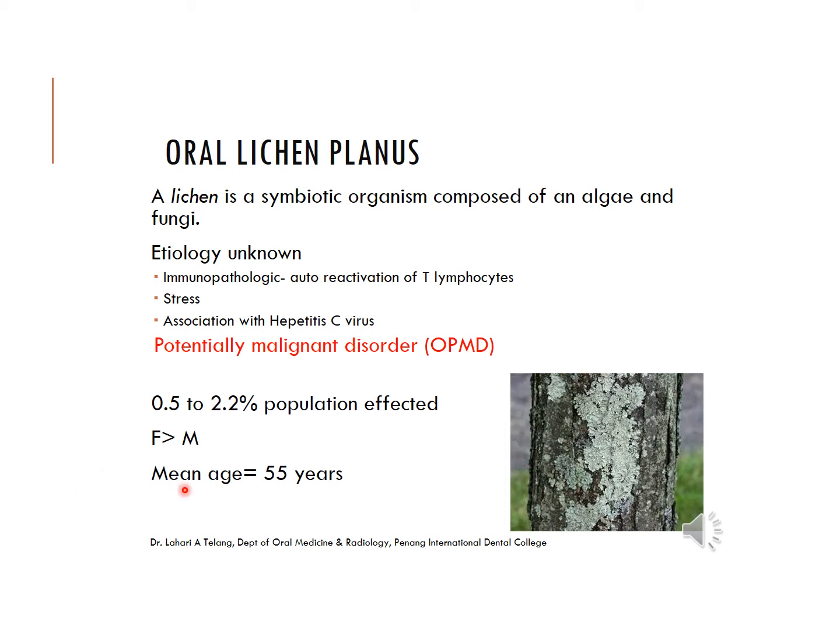So 0.5 to 2.2% of the population is affected. If you look at this number, it might seem very small, but as a dentist, it's important for you to understand that many of these patients don't really come to you with oral lichen planus as a first sign or symptom, and many a time it is you who are actually diagnosing it the first time. There's a high female predilection and the mean age is around 55 years. Now this is around the postmenopausal age. So that's why you'll notice there's a very high tendency for females to be the patients whom you're likely to see in your clinic.